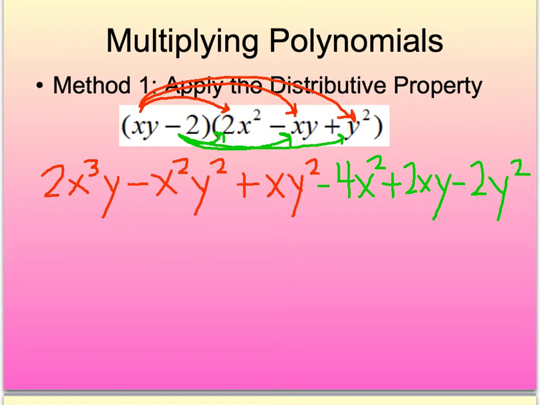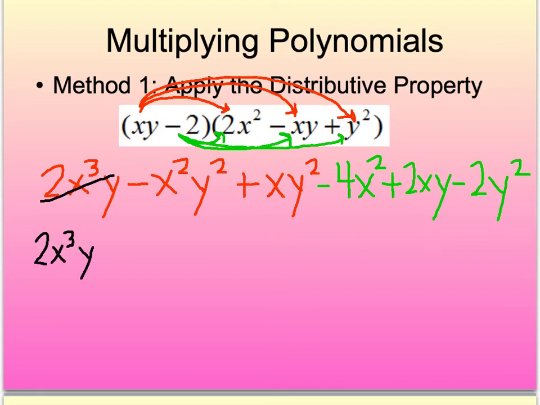And just as before, we're going to be looking for like terms, keeping in mind that like terms have to have the same letter, the same variable, and the same exponents. So looking first at the 2x cubed y, I notice that none of the other terms have an x cubed and a y. So I'm just going to bring that term down, 2x cubed y.